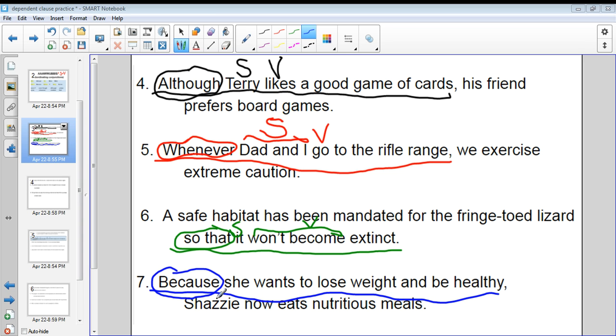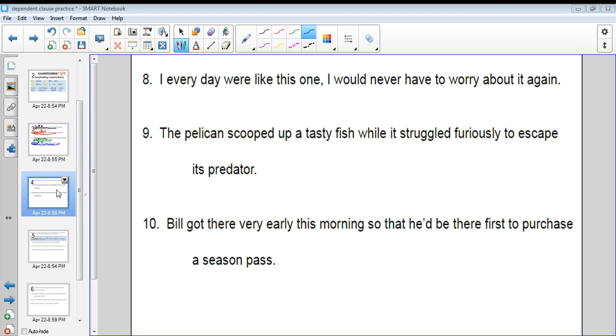Now go back and make sure that this is a dependent clause by telling me the subject and the verb. Who is it about? She. And what does she do? She wants. Number 8. Oh, I see a typo. If every day were like this one, I would never have to worry about it again.